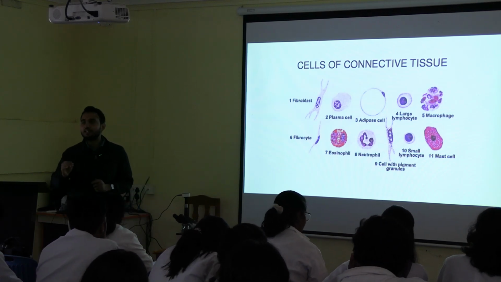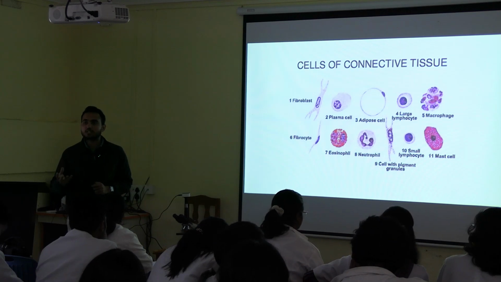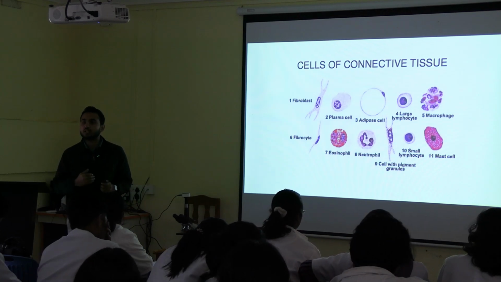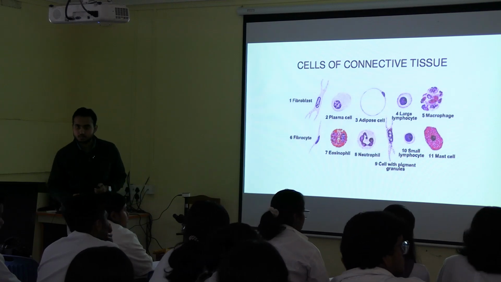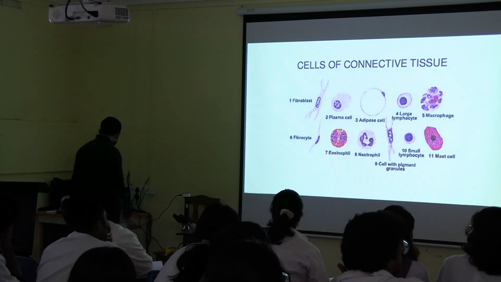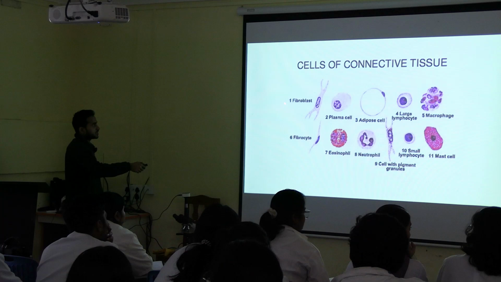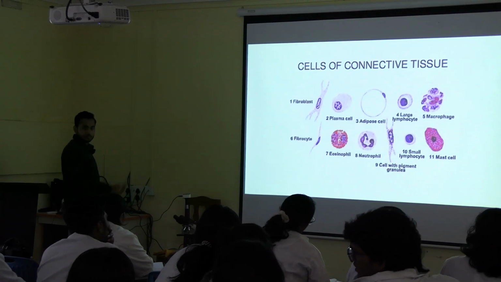Okay, so the H&E diagram you have already seen. You know what the appearance is. Next I will show you the stain by silver salts and what the appearance is. So the first cell we have to discuss is the fibroblast and fibrocyte.